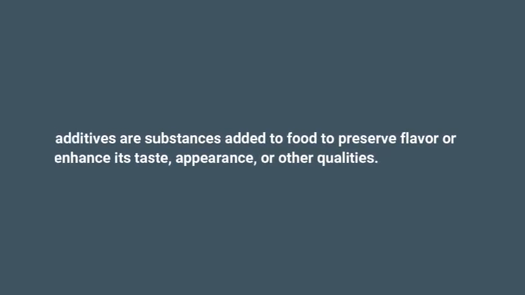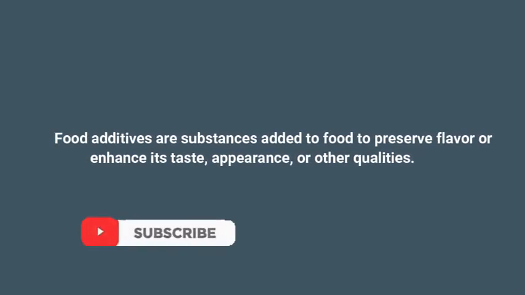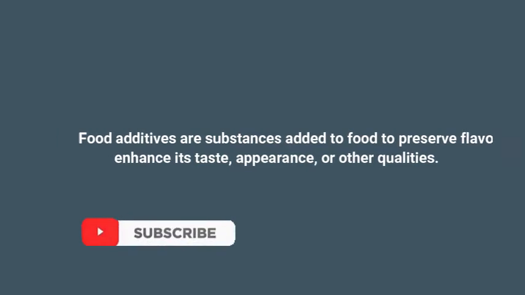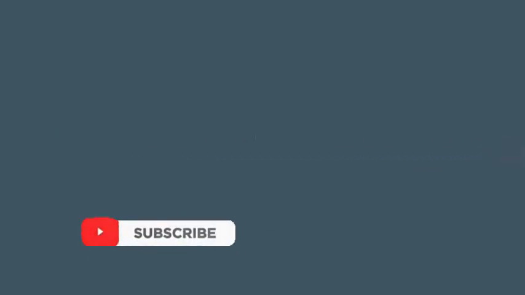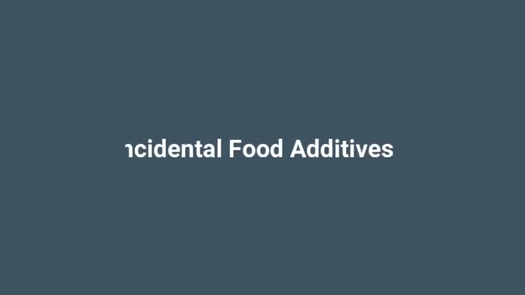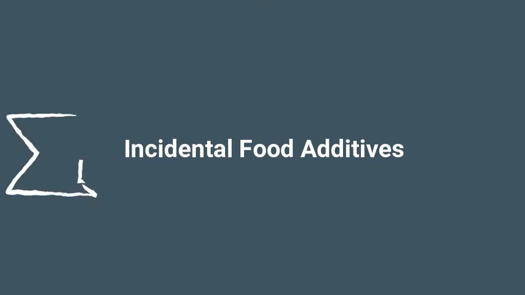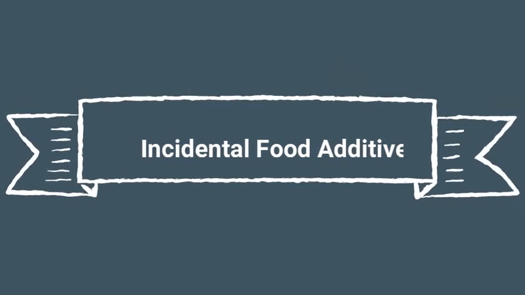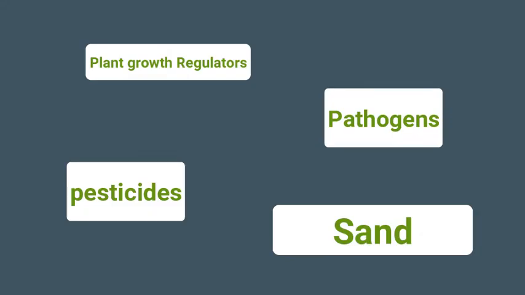Food additives are substances added to food to preserve flavor, or enhance its taste, appearance, or other qualities. Food additives may be intentional or incidental. We deliberately add some things to foods, those are intentional food additives. Some food additives are added to food as a result of production, processing, storage and packaging, those are incidental food additives. Examples for such incidental food additives are plant growth regulators, pesticide, sand, and pathogens.